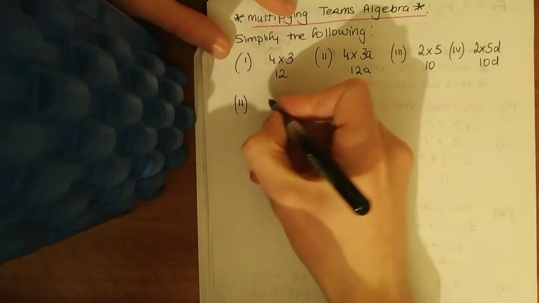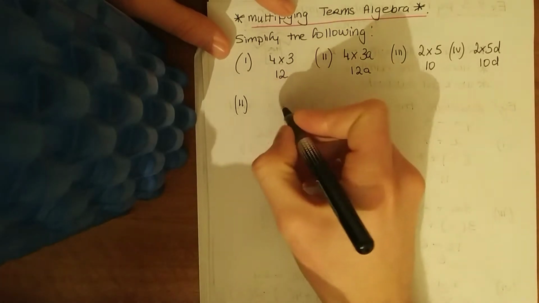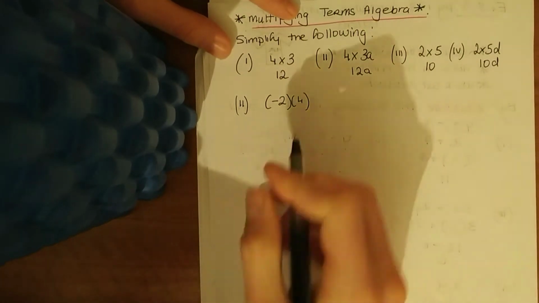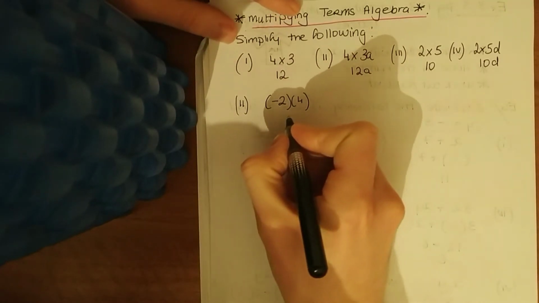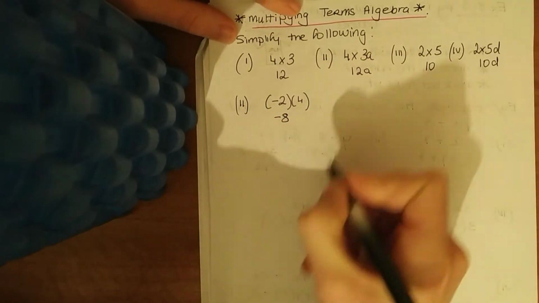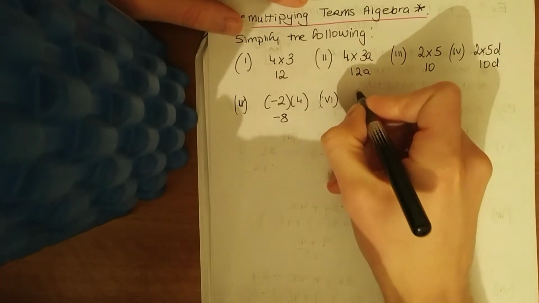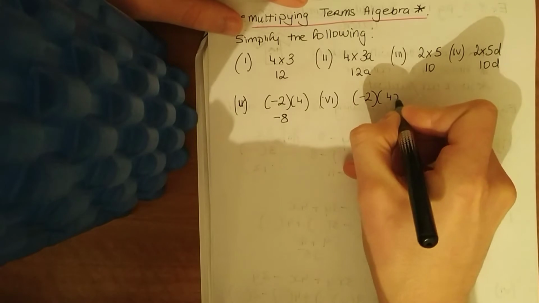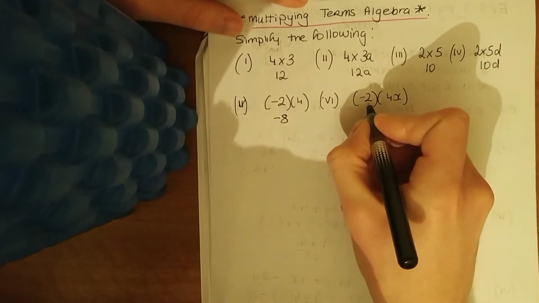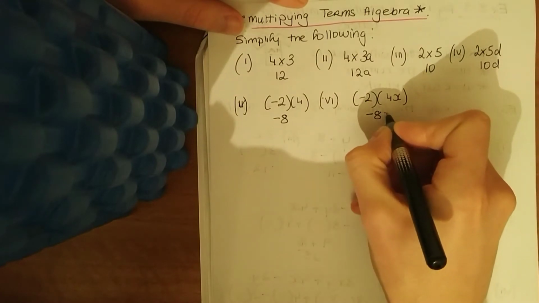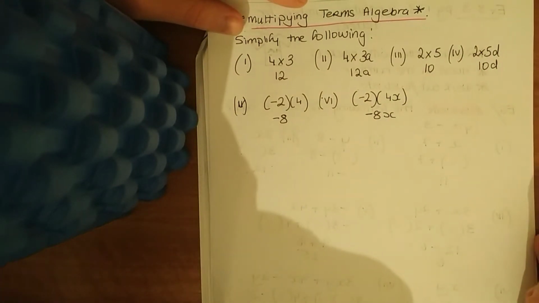Say we had a look at, start using brackets for multiplying now. Minus 2 bracket 4. Minus 2 times 4, what have we got there? We've got minus 8. And if I had, say, minus 2 times 4x, what do I have there? 2 times 4 is 8. You've got a minus times a plus is a minus, and you've got an x on at the end.